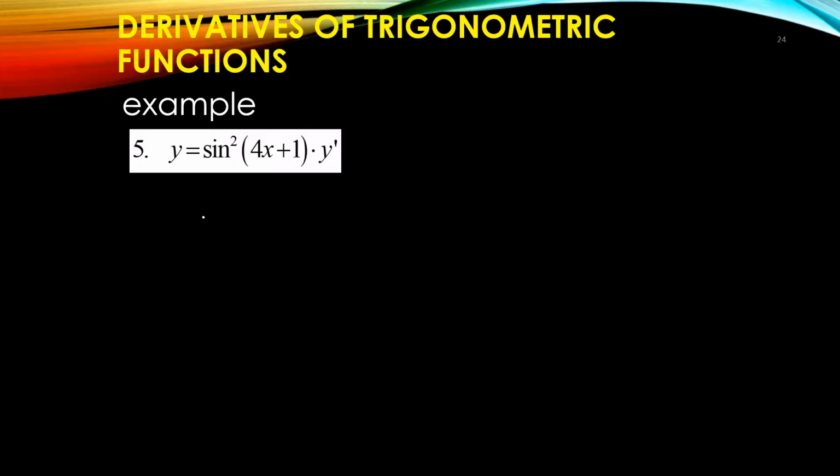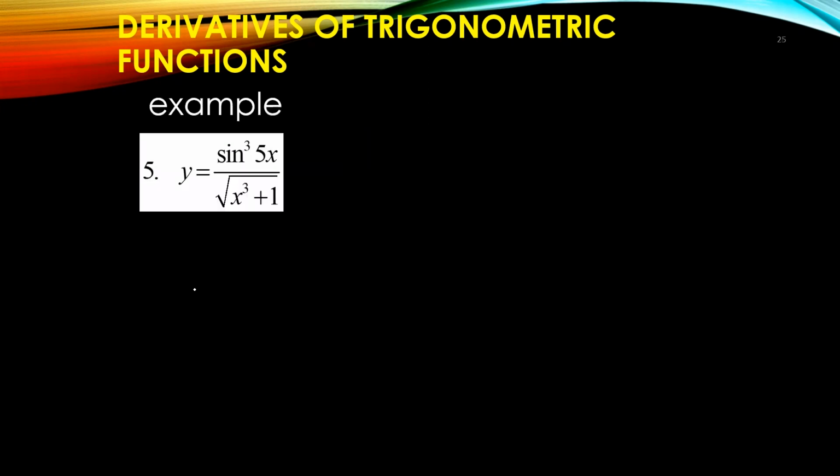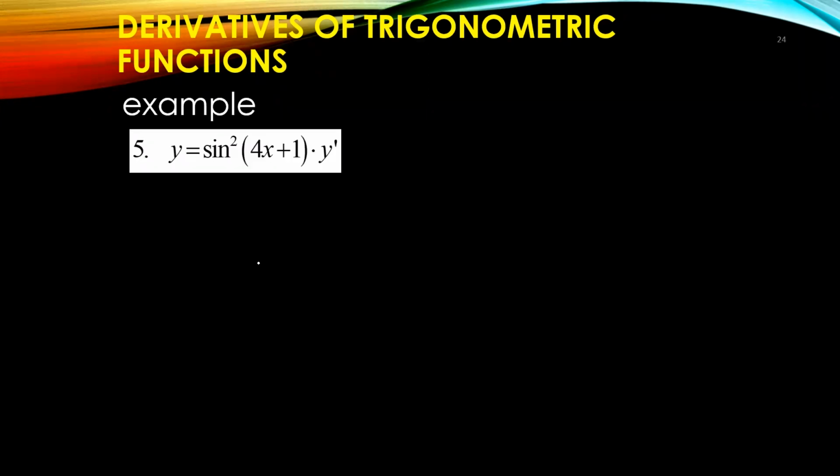Eto, what do you see first? The first thing that you see is what? Dapat. Diba dapat the power? So 2 sine of 4x plus 1, and then the derivative of sine. What's the derivative of sine, guys? That's cosine of 4x plus 1.